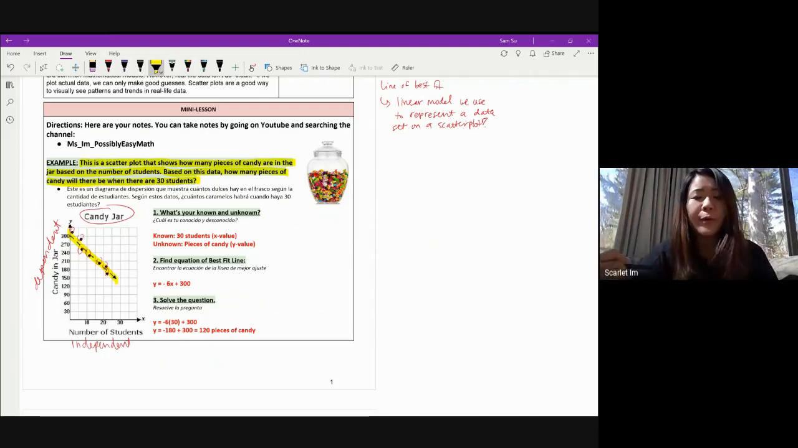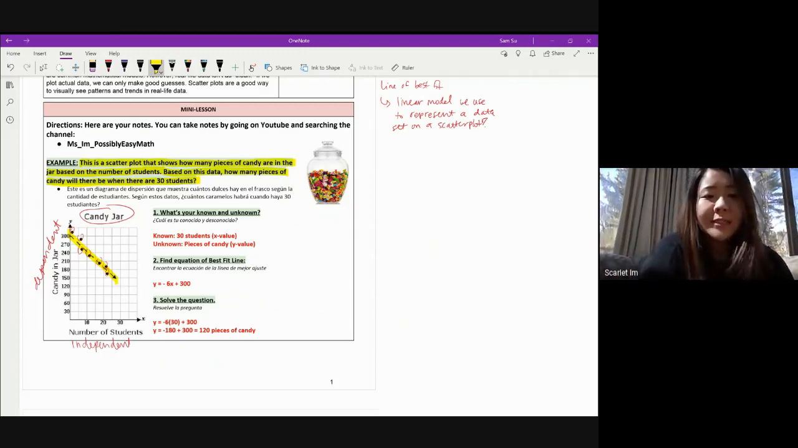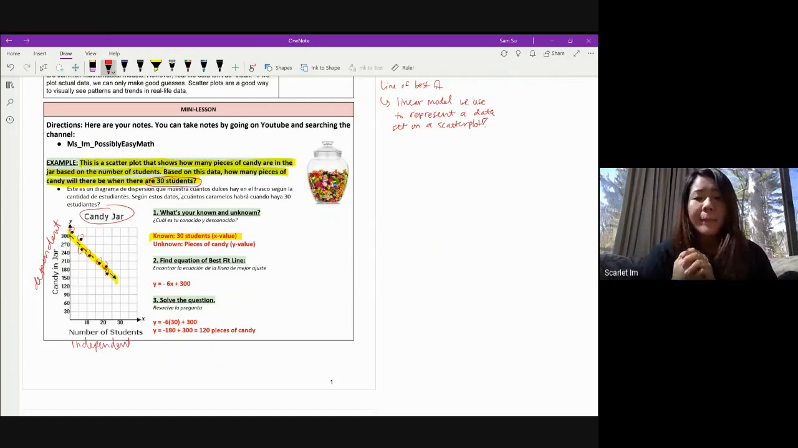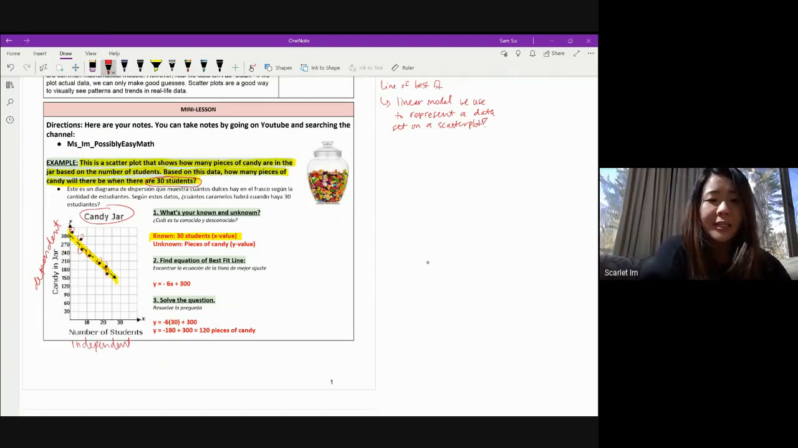Now, we're trying to figure out how many pieces of candy there will be when there are 30 students. In this case, I always want you to think about what's your known and unknown. Something you know immediately is that there are 30 students. This is from your information. We're trying to figure out how many pieces of candy there are when there are 30 students. So our known is 30 students, which is our x value. That's why I wrote x value here. Our unknown, something we're trying to figure out, is the number of pieces of candy, which is our y value, when there are 30 students.